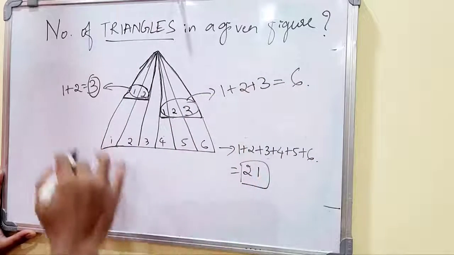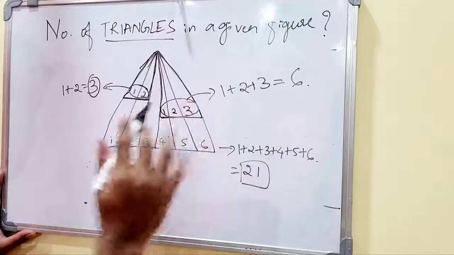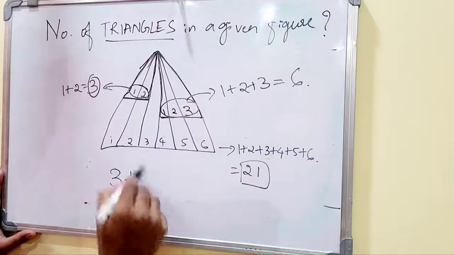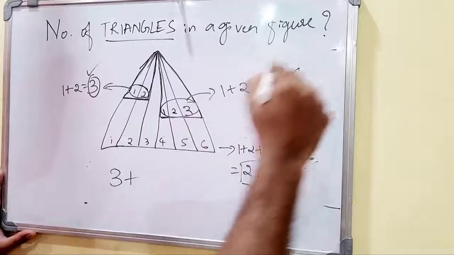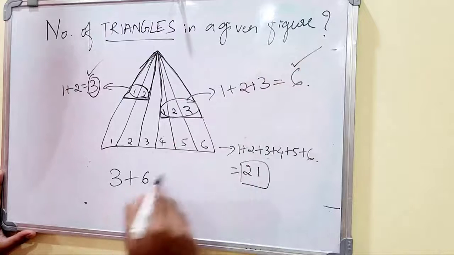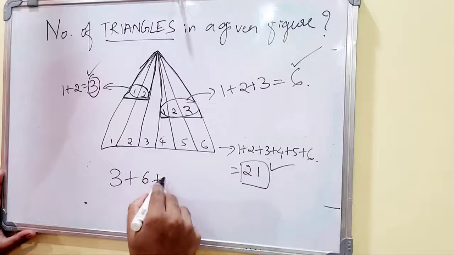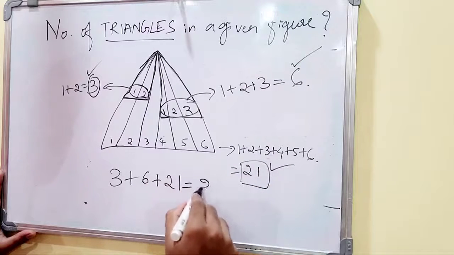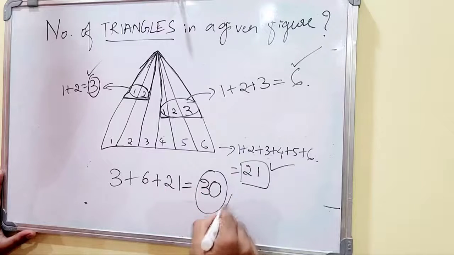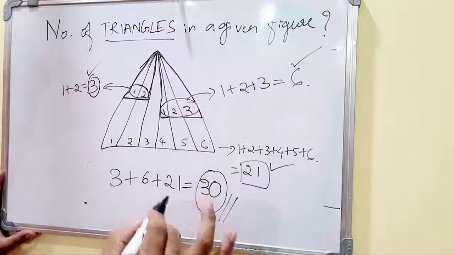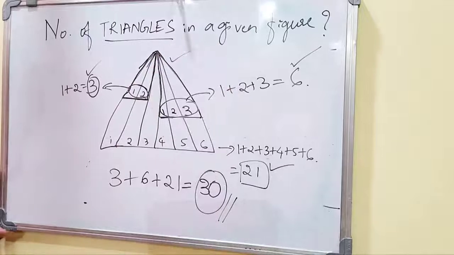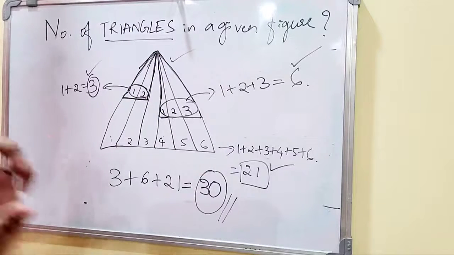So the whole figure contributes 3 plus 6 plus 21. So how much is this? This equals 30. So there are 30 triangles in the given figure. This is how you have to decode. When you know the basics, then it is very easy to decode.